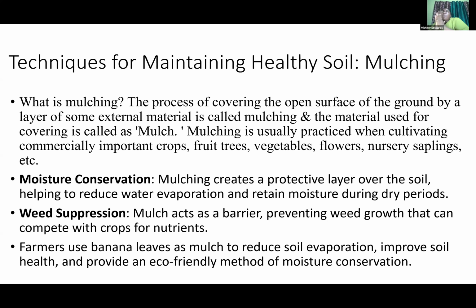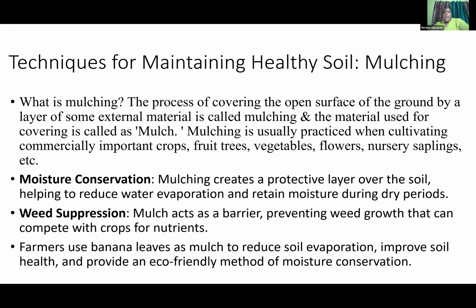So it helps to conserve moisture, right? Reducing the amount of evaporation of water from the soil. It helps to also suppress weed. So these are some important components. It will reduce the amount of time that you would spend weeding your crop, right? So as I said, farmers can use things like banana leaf. You can use coconut branches, right?